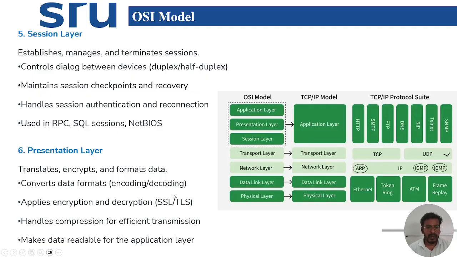Then it applies encryption and decryption in SSL and TLS. Then it handles compression for efficient transmission, so the file is compressed to transmit it effectively. Finally it makes the data reliable and readable for the application layer.